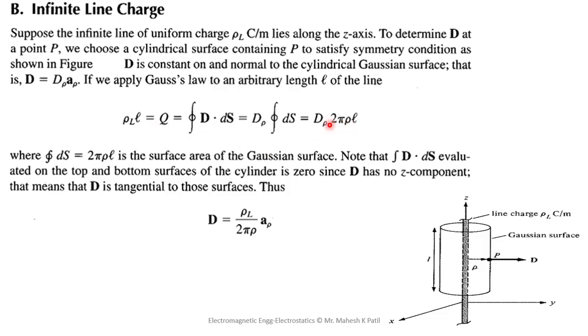Now if you simplify this, moving this 2 pi r L to the left side, you will get D in the r direction. So it is written as capital D equal to rho L upon 2 pi r ar bar. Now the electric field intensity for the line charge we derived as rho L upon 2 pi epsilon naught r ar bar. Neglecting the epsilon naught term, we get D equal to rho L upon 2 pi r ar bar.